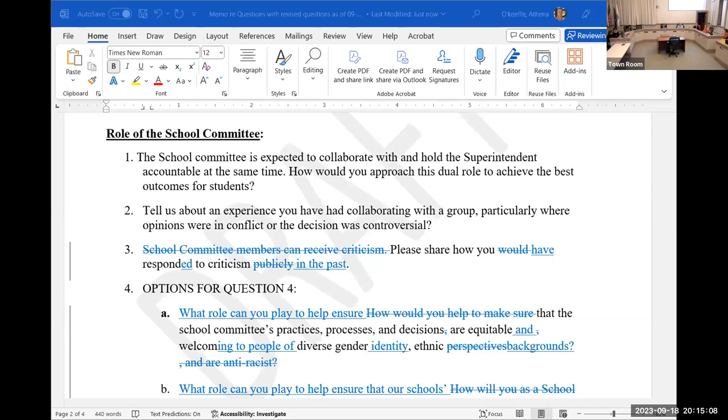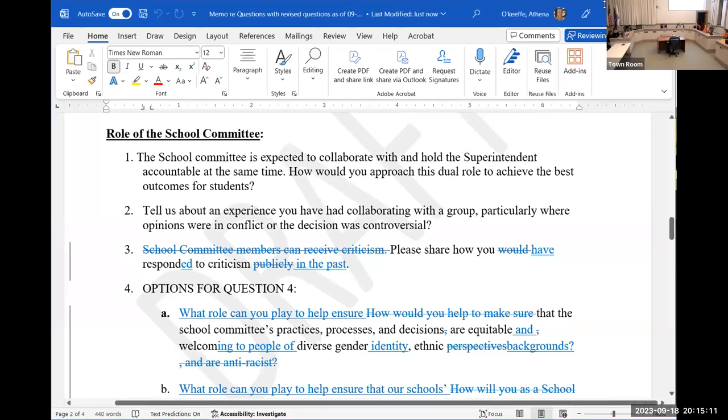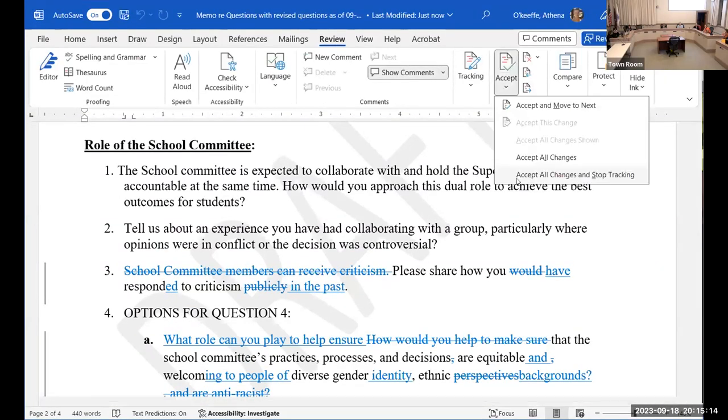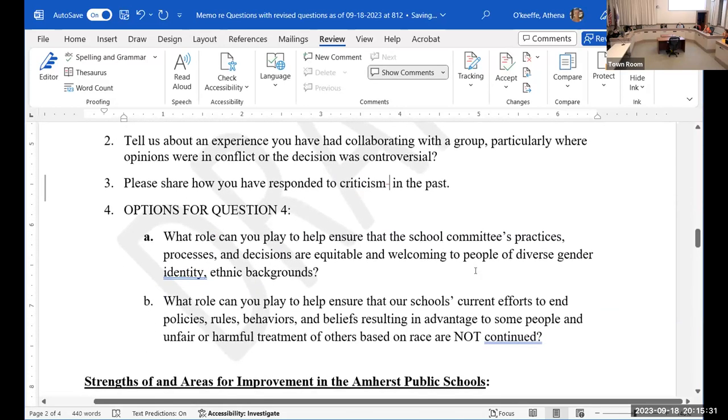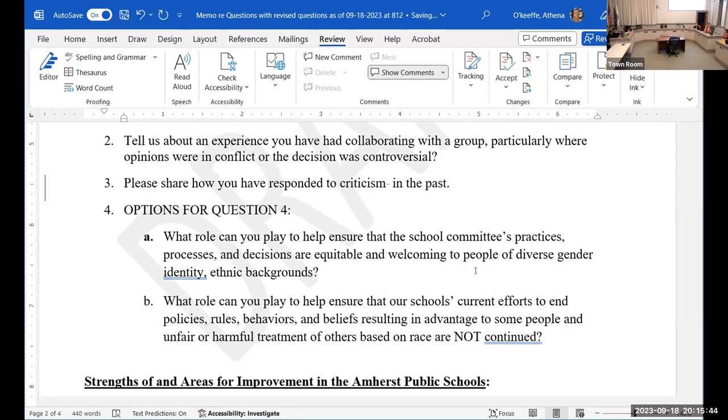So this is the marked up copy. Obviously, there's an extra space there. And on question four, I made one of them basically about equity, diverse gender identity, and ethnic backgrounds. It needs an and in there. And it needs a comma after equitable and get rid of and. No, yeah, it needs an and there and then get rid of the other and.